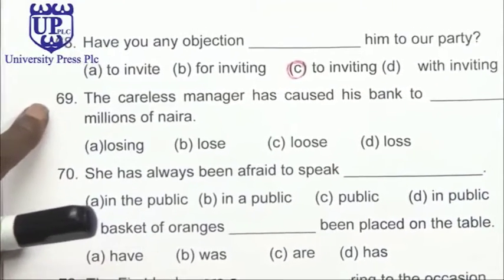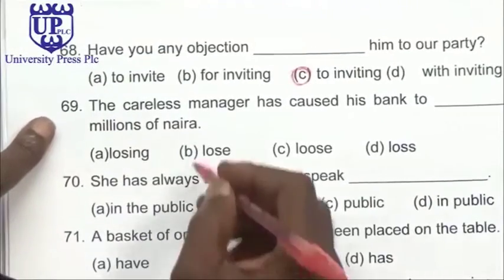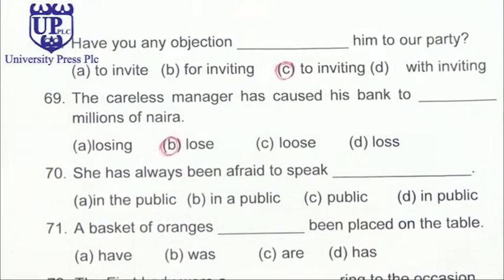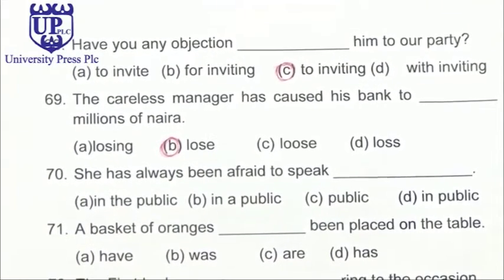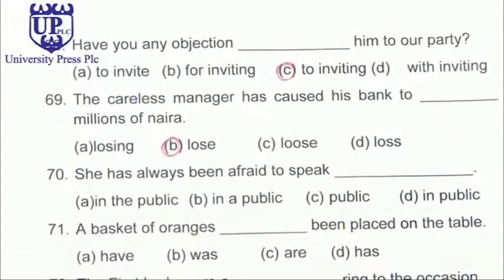Number 69. The careless manager has caused his bank to do what? To lose. B. Remember, the first one is lose. The past tense is lost. The next one is loose. When something is not tight, then of course it is loose. And remember the pronunciation: this one is lose, and this one is loose. So the careless manager has caused his bank to lose millions of naira.